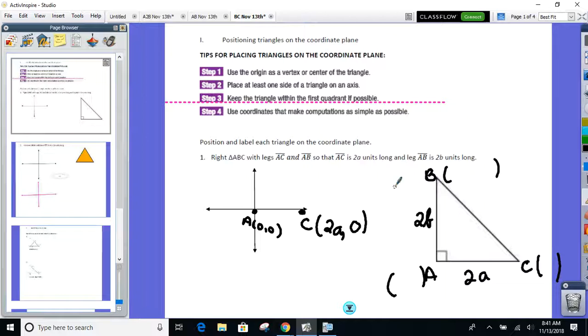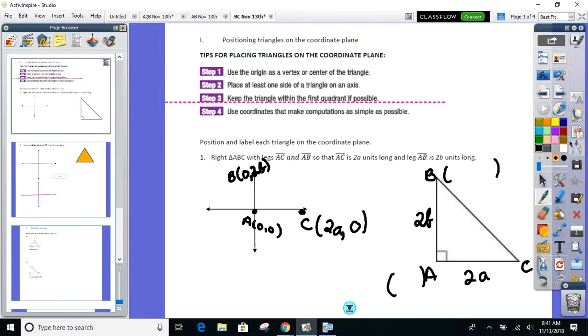What about my other leg, AB? Well, it might be a good idea to put it not only on the y-axis, but on the positive side of the y-axis. Could you put it down here? Sure, but I really don't want to start involving negative coordinates. So I'll put point B somewhere up on the y-axis. You should at least know the x-coordinate of anything on the y-axis: 0. And then what's going to be my y-coordinate if I have to have a length of 2b? 2b. And there is a nice right triangle.